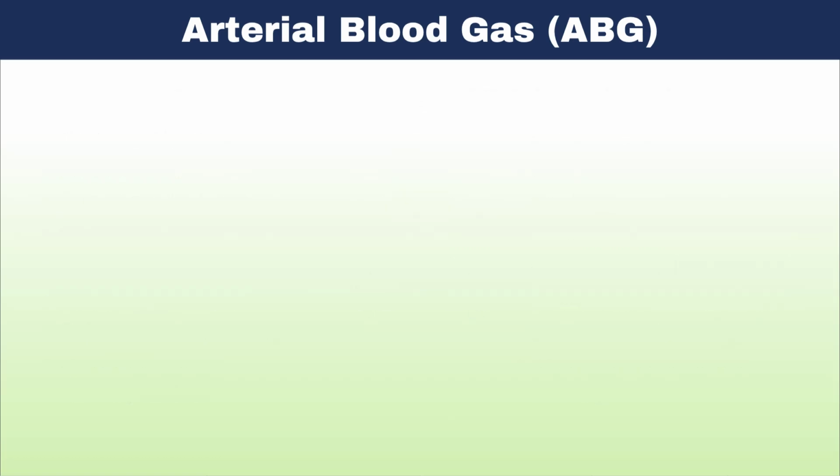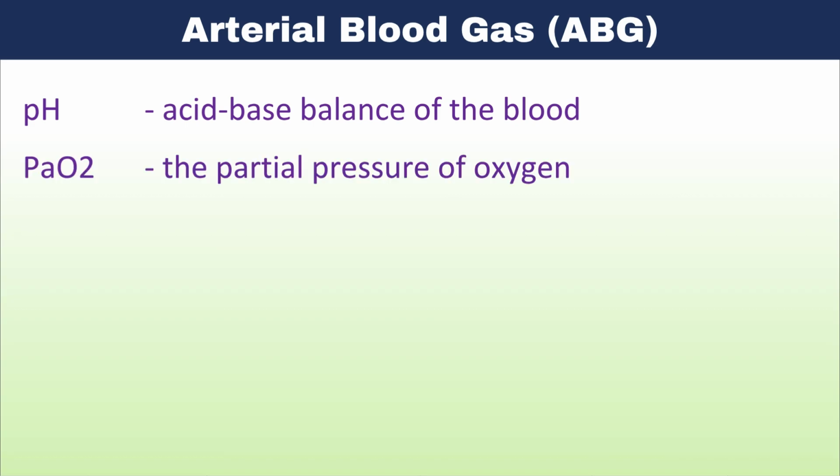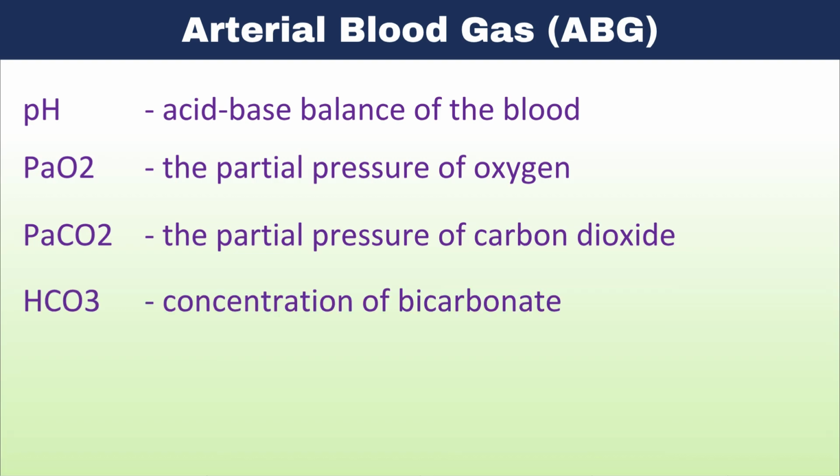What are the components of ABG, or what do we look for? Mainly 4 components are there. They are pH, which measures the acid-base balance of the blood. PaO2, which measures the partial pressure of oxygen in the arterial blood. PaCO2, which measures the partial pressure of carbon dioxide in arterial blood. HCO3, which calculates the concentration of bicarbonate in arterial blood.